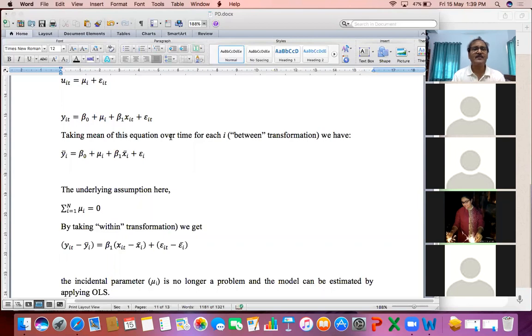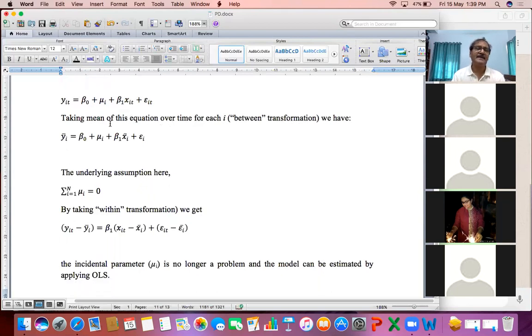Now suppose we are considering mean over time. We can calculate different types of mean if you have panel data. So we are considering mean over time. Mean over time means calculate the mean for each variable along a column, that is, by changing the variable over time, not by a cross section.